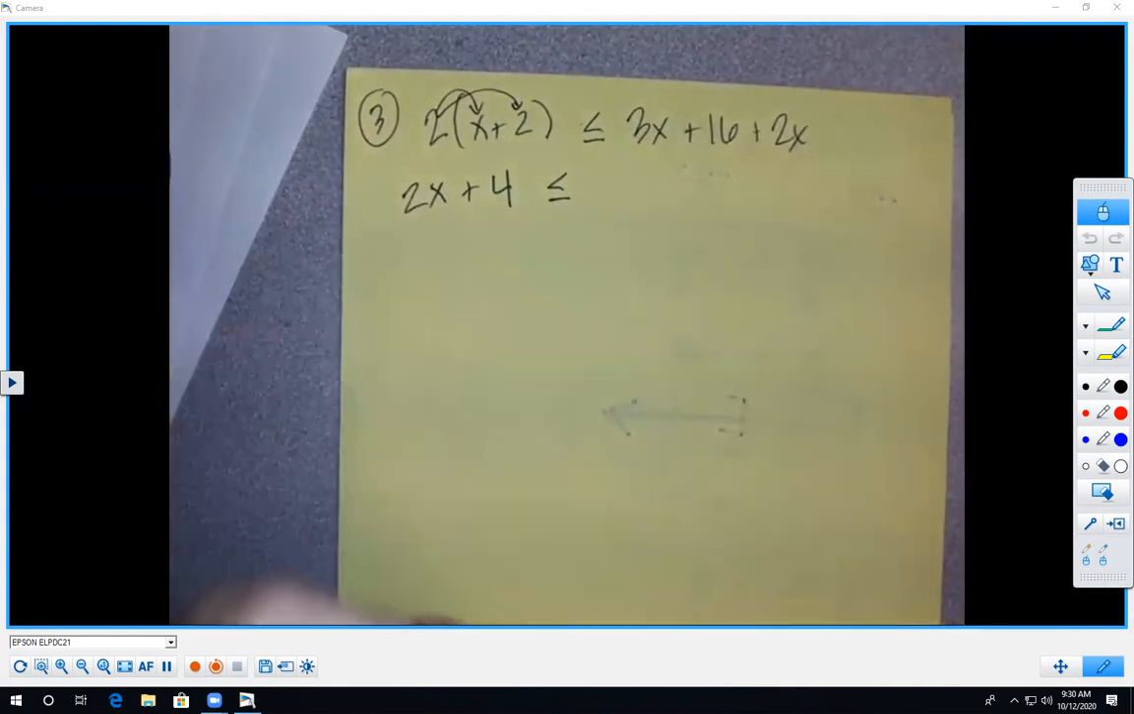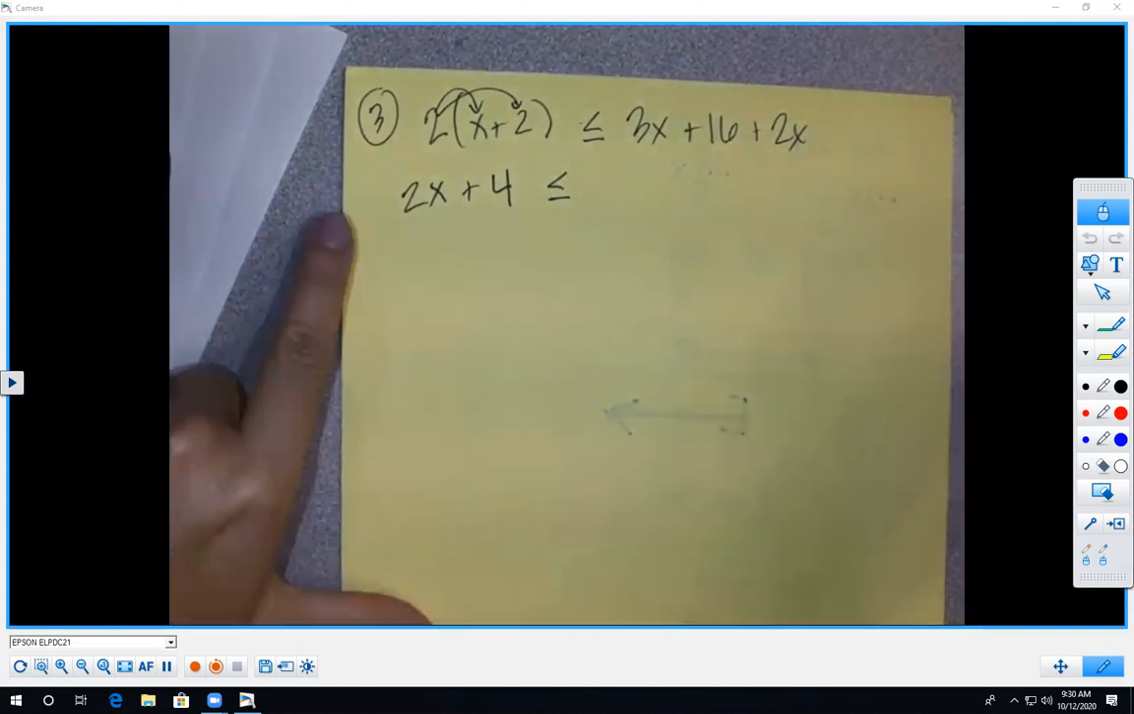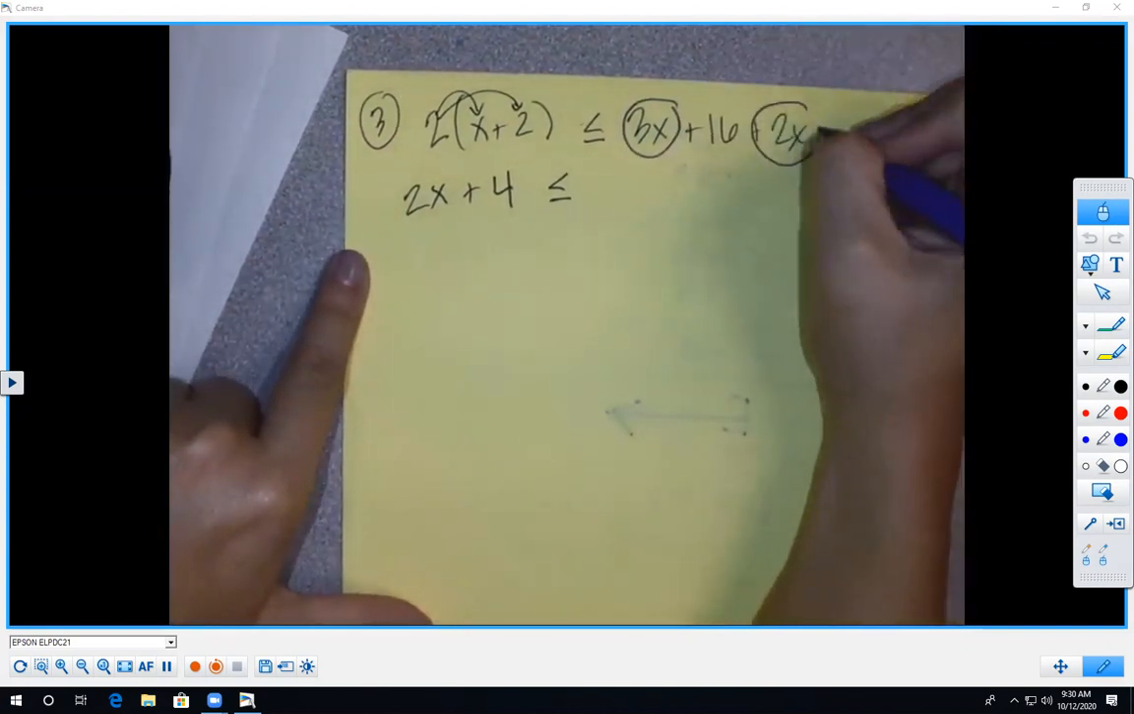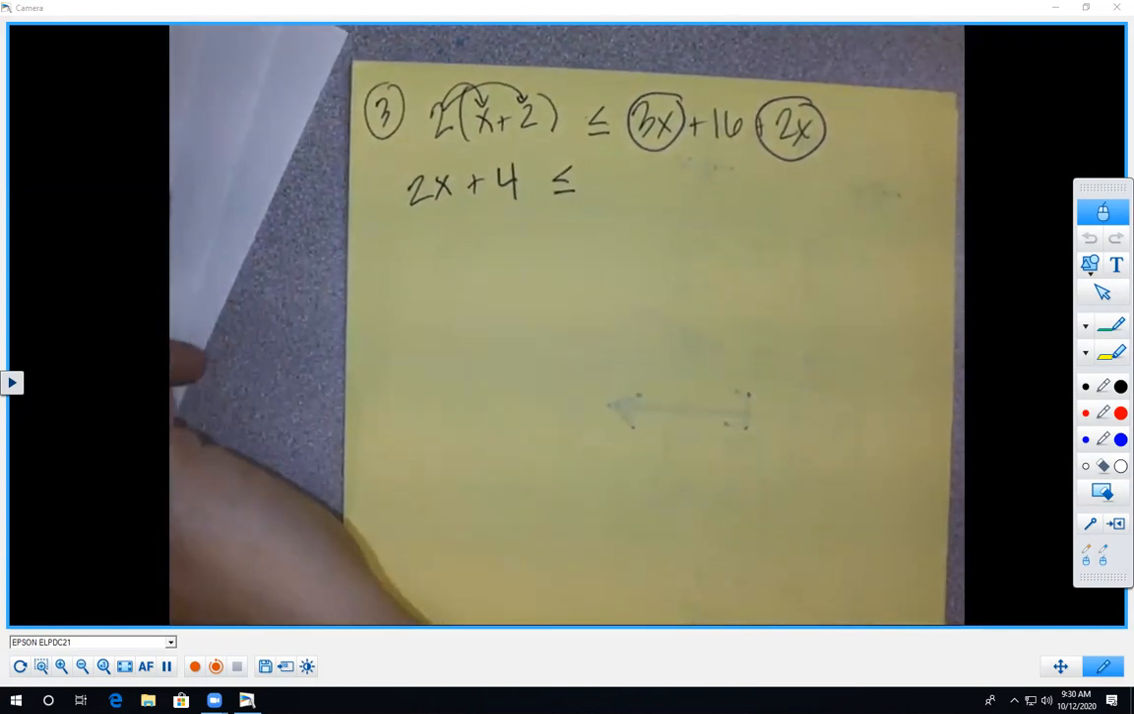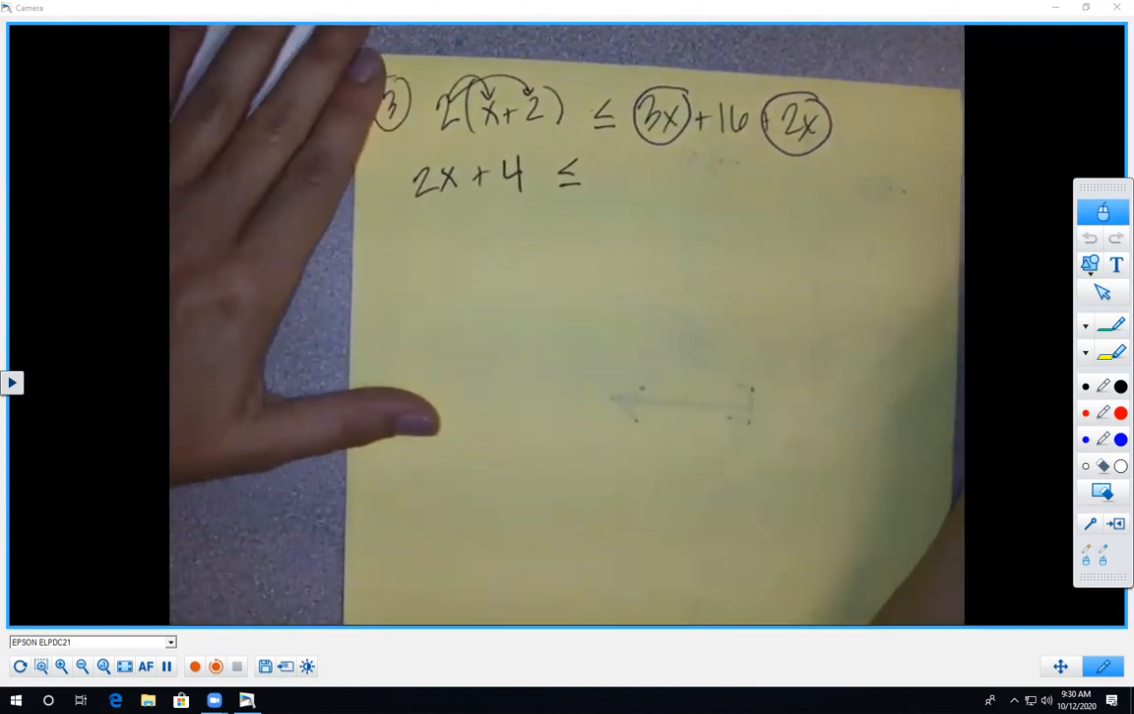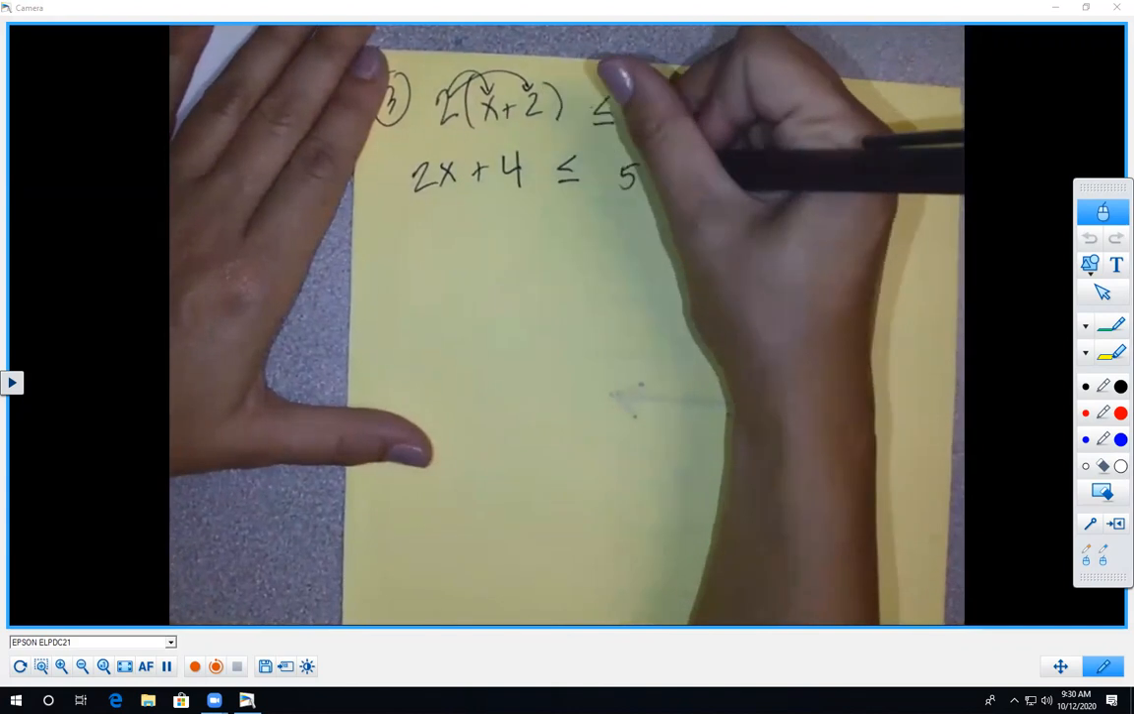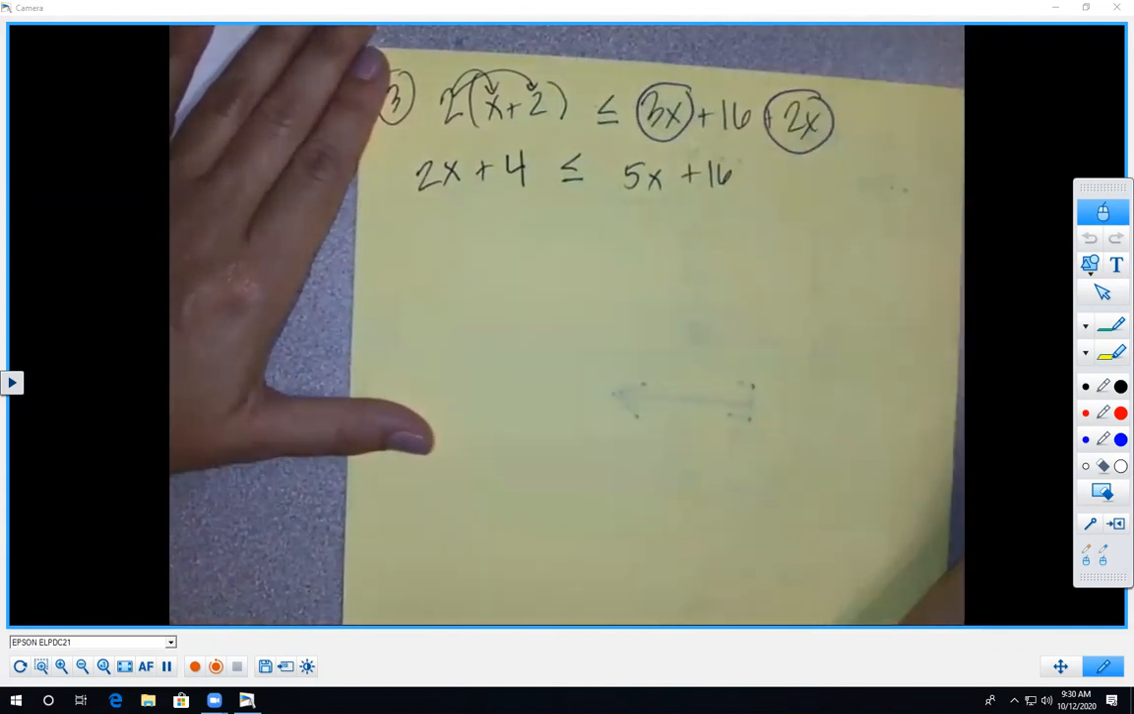Do you have any like terms that you can combine? Yeah, what is 3x plus 2x? 5x. Since they're on the same side, we don't have to subtract them. We just add them together. So 5x plus 16.